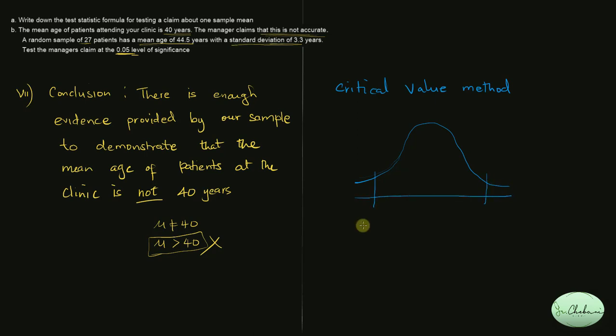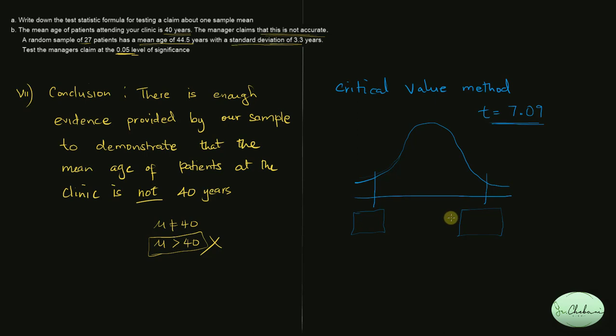What we are going to be looking for in the critical value method is a value that we call the critical value. So that value is a t value. Remember that our calculated t value for our sample is 7.09. So that is our test statistic. So we want to find a value, and that value is called the critical value.